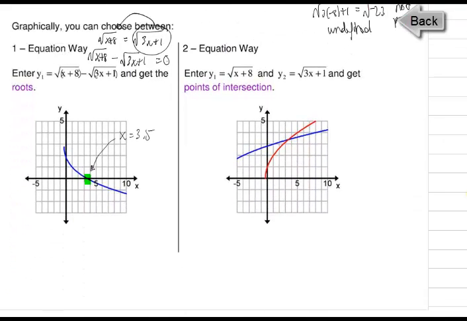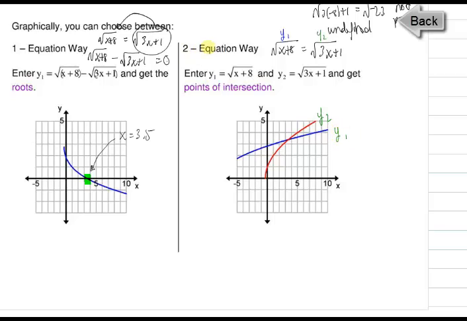Alright, if you choose the two equation way, then what you want to do is take your original equation and set one side equal to y1. So I made the left side equal to y1, so y1 is the square root of x plus 8. And you choose the other side to be y2, so I said y2 is equal to the square root of 3x plus 1. I entered those into my graphing calculator and I got these two curves where the red one is y2 and the blue one is y1.